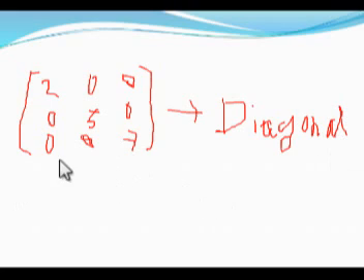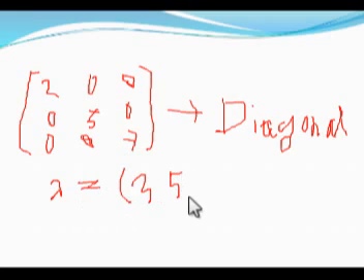One basic property of a diagonal matrix is that its diagonal elements must be equal to its eigenvalues. So 2, 5, 7 must be its eigenvalues. Here the eigenvalues lambda will be 2, 5 and 7. So the diagonal elements must be equal to its eigenvalues. This is the basic property of a diagonal matrix.